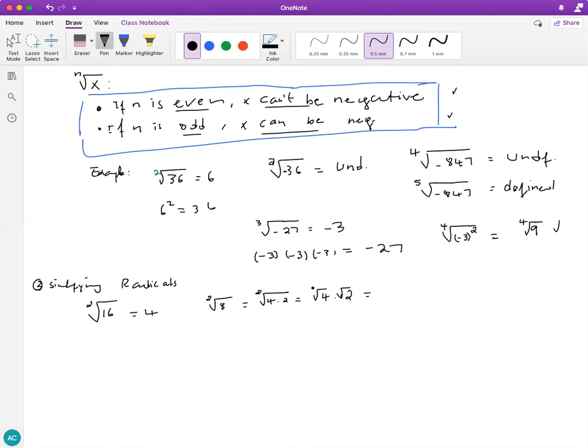Again, the index is by default 2. That means it's square root. What is the square root of 4, or the radical index 2 of 4? 2. That's right. This we know. So now we can turn this into just 2.